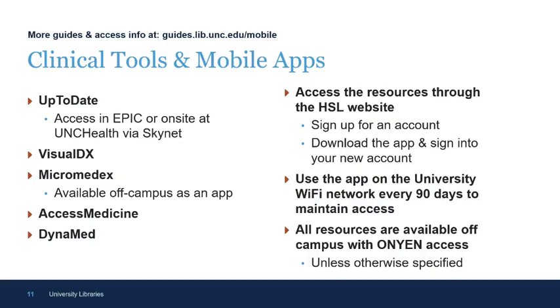For most of these tools, you access the resource through the library website, create an account, then download the app and sign into your account. Specific instructions for each app are available at guides.lib.unc.edu/mobile. You could also ask a librarian if you need assistance.